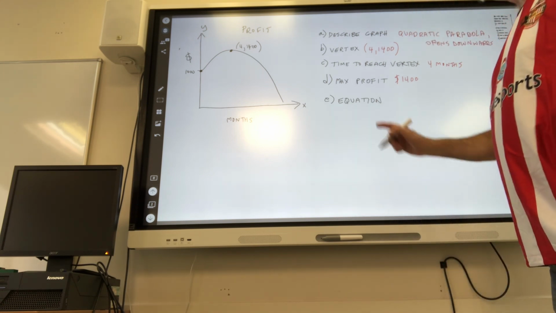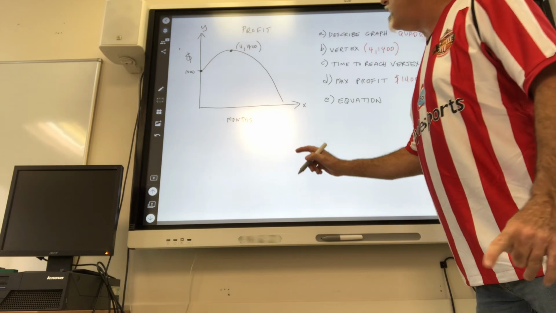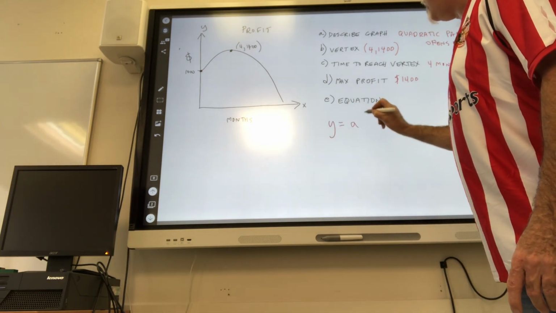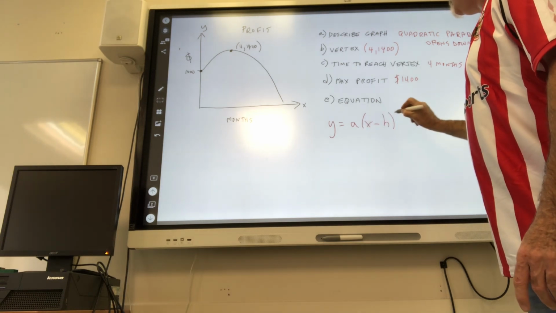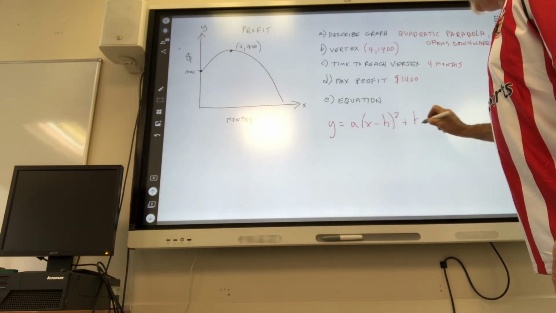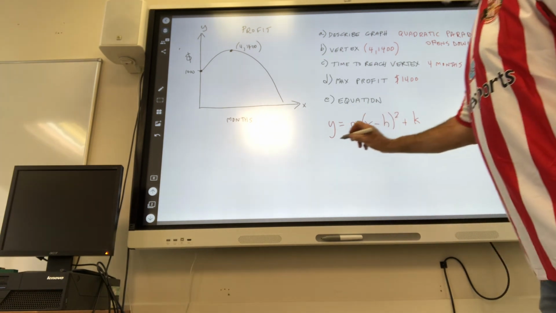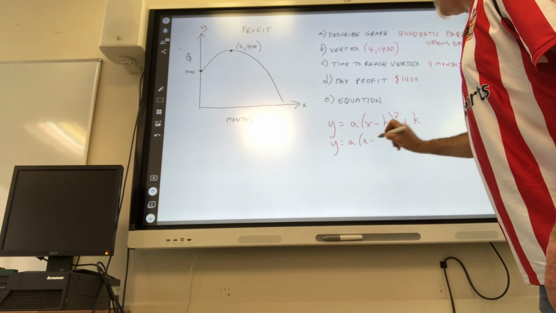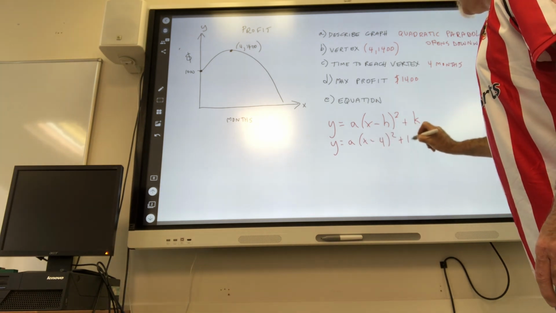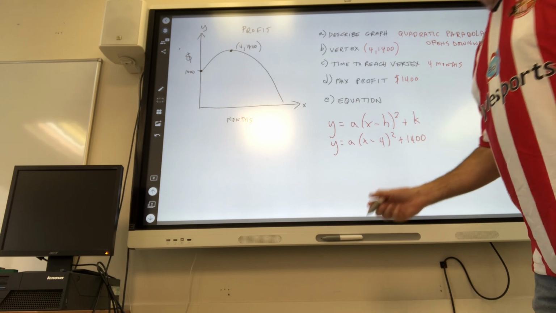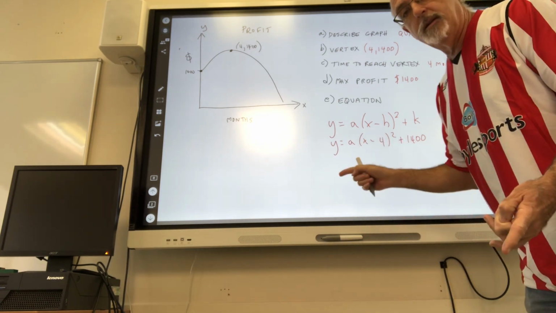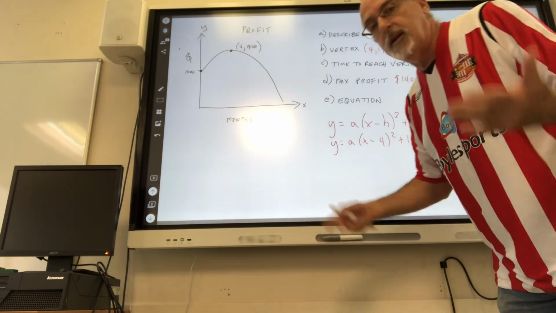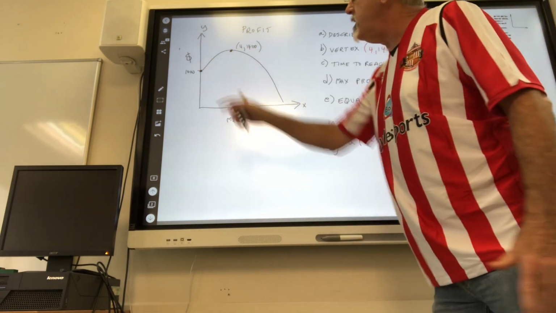And finally, the equation. I can find the equation for this with a couple of steps. I'm going to use standard form, which is y equals a times (x minus h) squared plus k. The (h, k) is the vertex, so we're putting the 4 and 1400 in here. y equals a(x minus 4) squared plus 1400. And then to find the equation, we need to know what a is. And I can find out what a is if I replace x and y with one of the points, and I can use any of the points on the graph. I'm going to use the y-intercept.